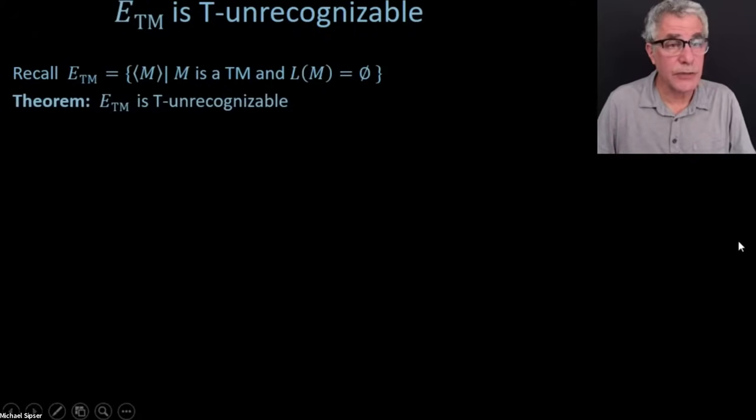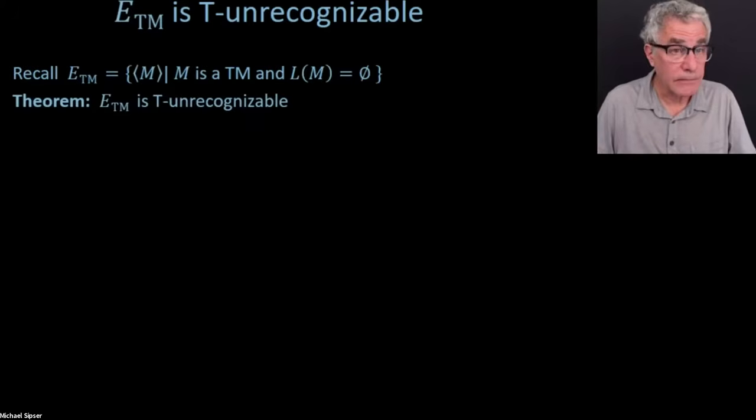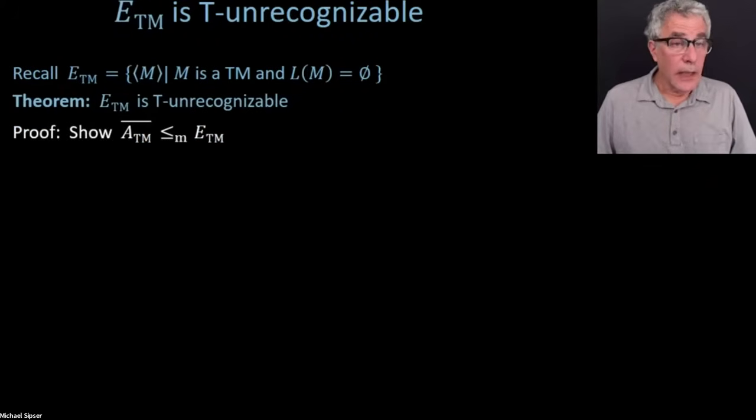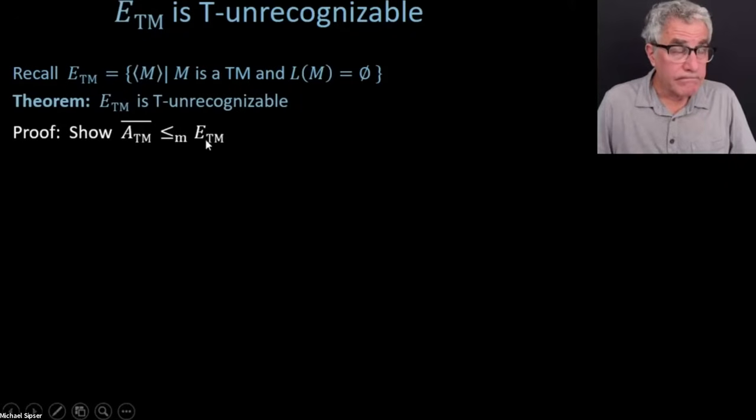So here are going to be two examples. One showing that EQTM is Turing unrecognizable. We showed it was undecidable before. Now we're going to show it's even, in a sense, worse. It's not even recognizable. And the way we'll do that is to reduce a known unrecognizable language to EQTM. Again, the emptiness language.